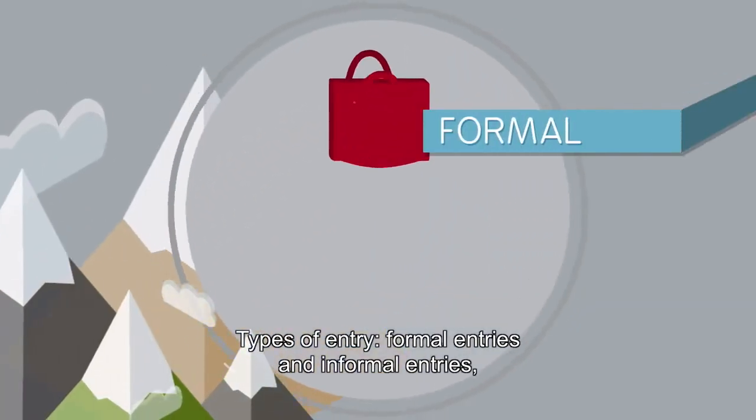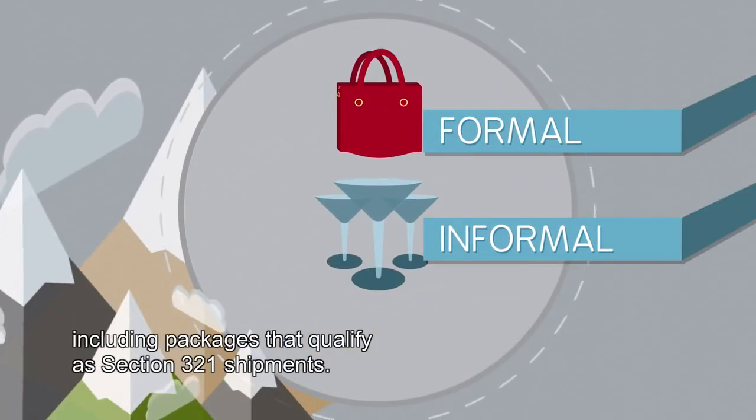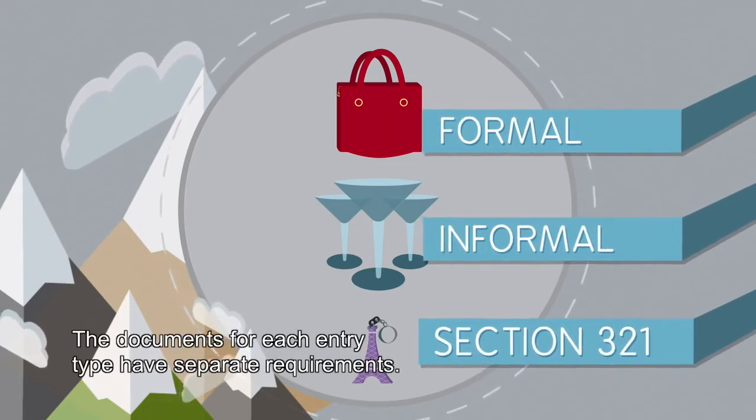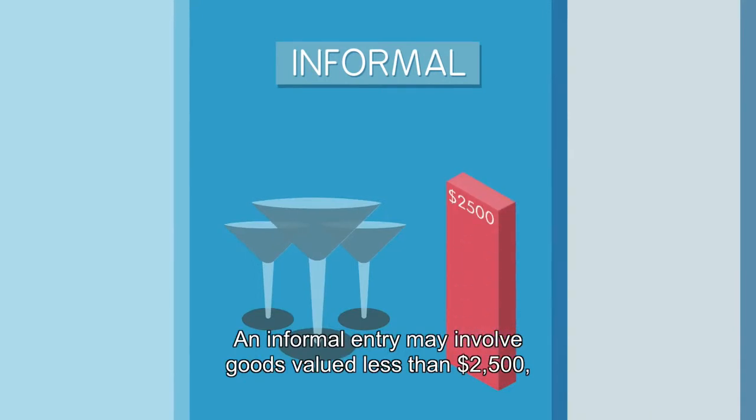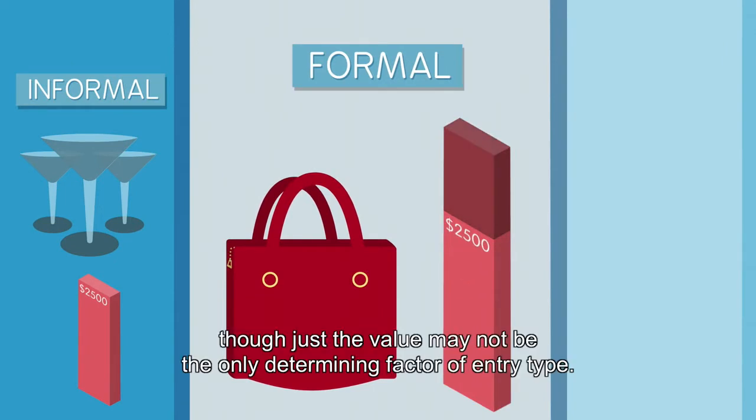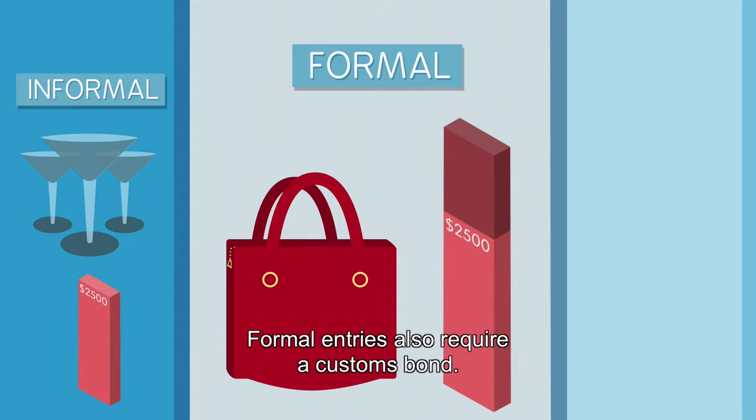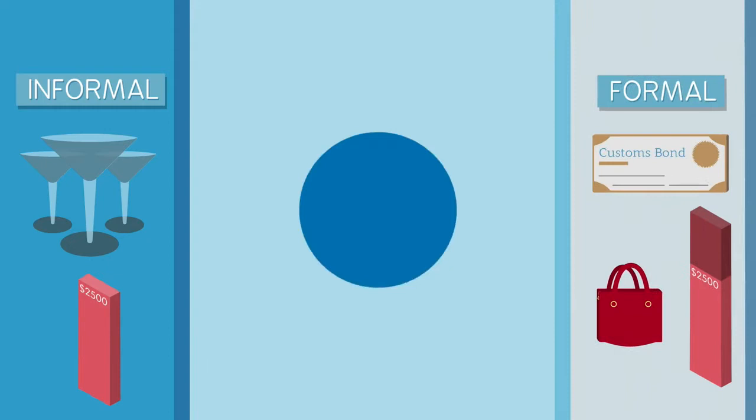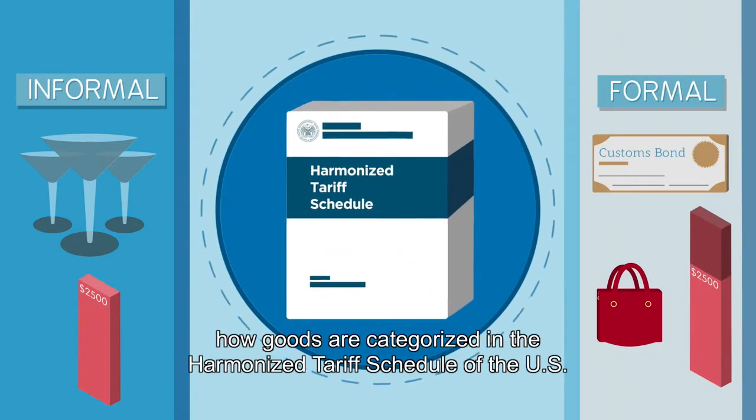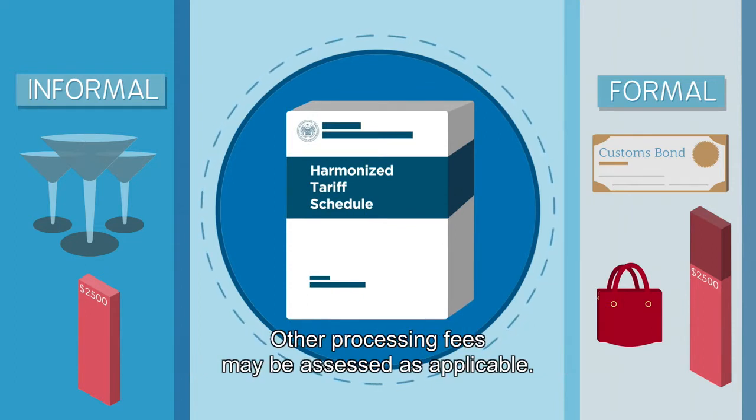Types of entry: formal entries and informal entries, including packages that qualify as Section 321 shipments. The documents for each entry type have separate requirements. An informal entry may involve goods valued less than $2,500, while a formal entry covers goods valued at $2,500 or more, though just the value may not be the only determining factor of entry type. Formal entries also require a customs bond. Duty on formal and informal entries is assessed based on how goods are categorized in the harmonized tariff schedule of the U.S. Other processing fees may be assessed as applicable.